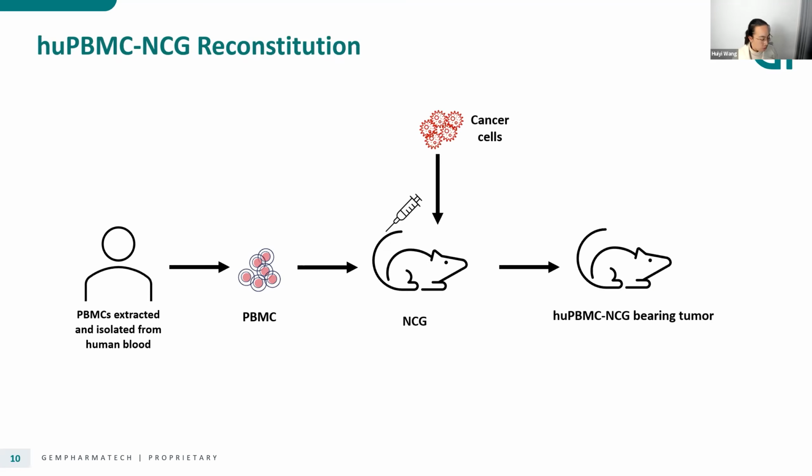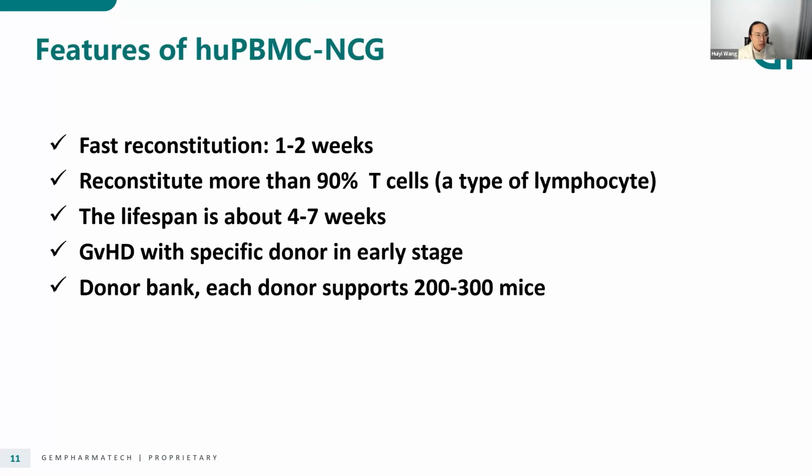Using these mouse models, we can do some immuno-oncology studies. The features of the PBMC NCG mouse model is that it has faster reconstitution. It needs 1 to 2 weeks to reconstitute our immune system, and reconstitute more than 90% T cells, and the lifespan is about 4 to 7 weeks.